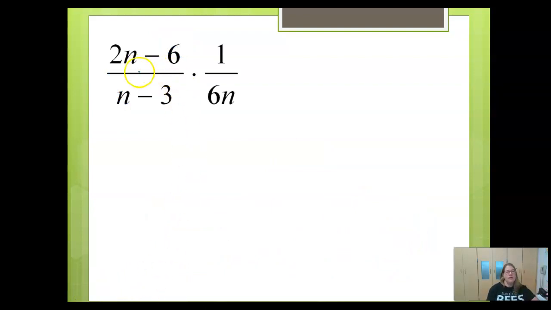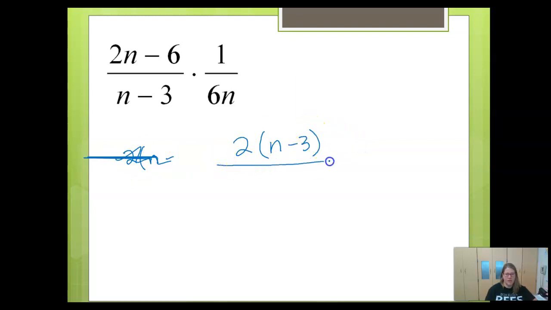On this one, 2n minus 6, I can't x factor it or anything. There's not another n here, so I can't pull out that type of factor, but I can pull out a 2. I can pull out a 2, and that would leave me with n minus 3, and then just times 1 on the top, so I don't need to write that down. And on the bottom, that n minus 3 is grouped together, so I'll put parentheses around it, and then times 6n, and 6 is 2 times 3, and then times n.